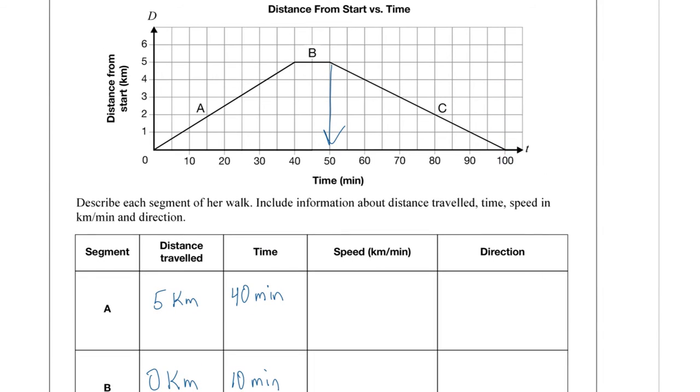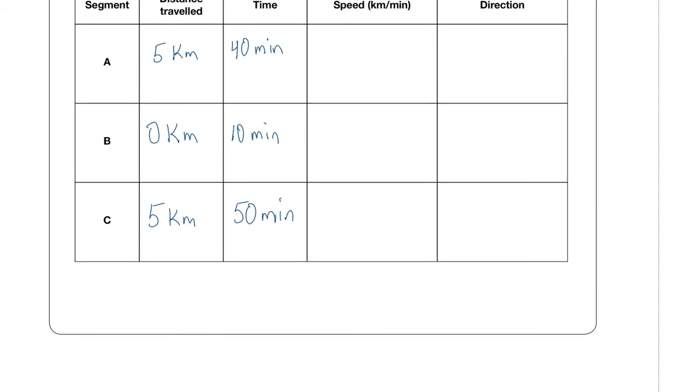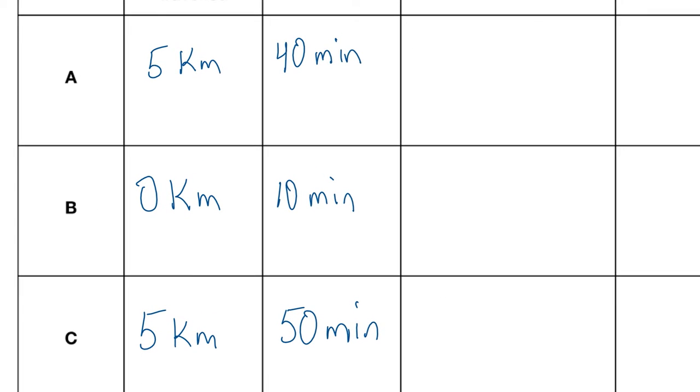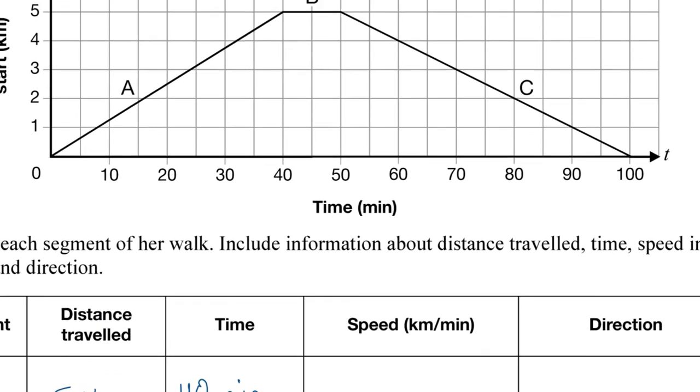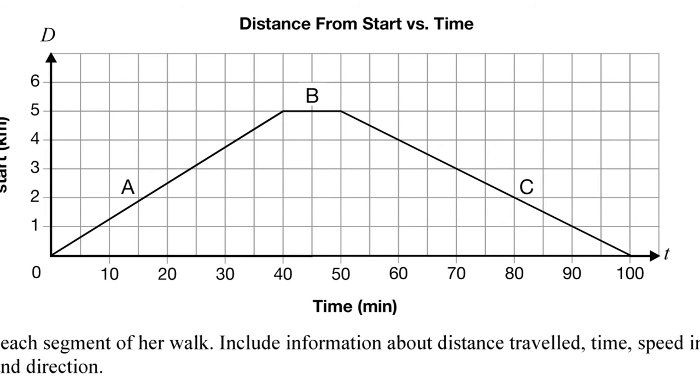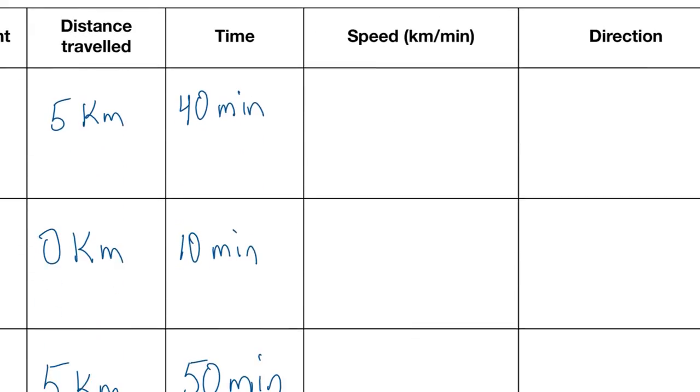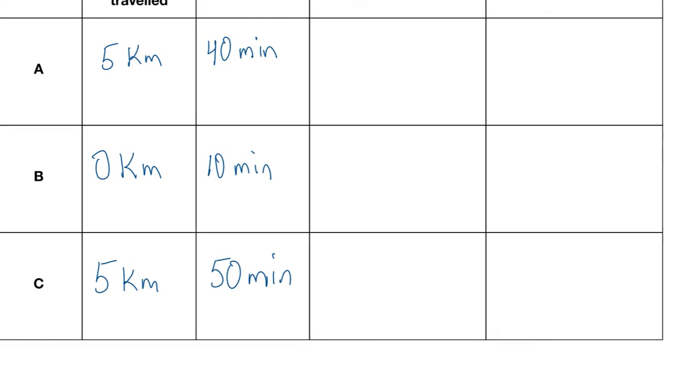Before I go any further, let's think about this. They went 5 kilometers in 40 minutes and then 5 kilometers in 50 minutes. So which one was faster, A or C? Going the same distance in a shorter time means you're going faster. So A is faster. If we look at the line, it does look a little bit steeper. You know, it's not super clear, but I think everybody would probably agree it does look a little bit steeper than C. And it makes sense for the real world that you'd be a bit tired on the way back, so it would take you longer.